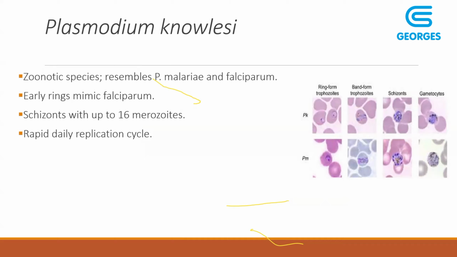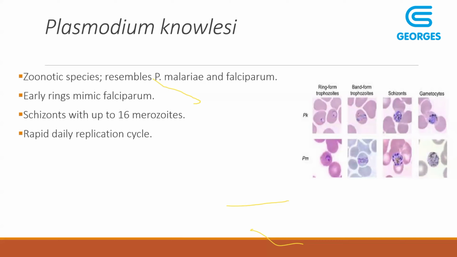Then we have P. knowlesi. P. knowlesi, this is mostly zoonotic, and it resembles both P. falciparum and P. malariae. So it resembles them in such a way that the early rings of this knowlesi resemble or mimic P. falciparum. So you might find them at the edges of an RBC, and then you might find there are also multiple inside an RBC.